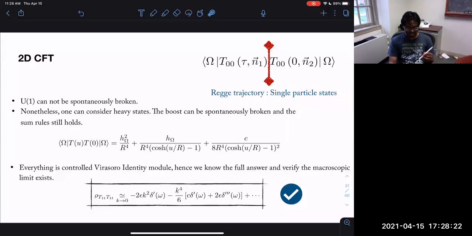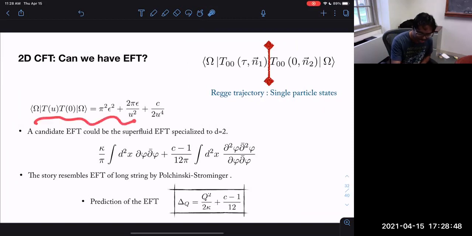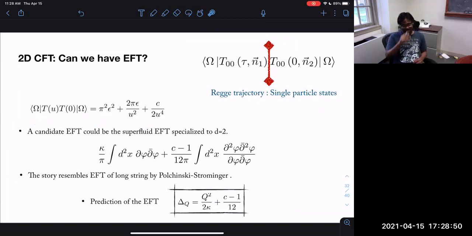And finally, we know that in 2D CFTs the sum rule is saturated. By this time, I have said a couple of times that it looks like superfluid EFT. So a natural question is whether you can write down an EFT. So in the last few minutes, I will switch gears a little bit and discuss whether we can actually write down some EFT which mimics the superfluid EFT and reproduces this correlator in the infinite volume limit.